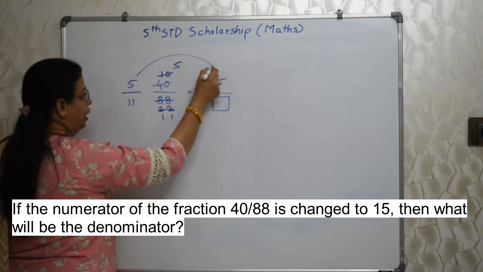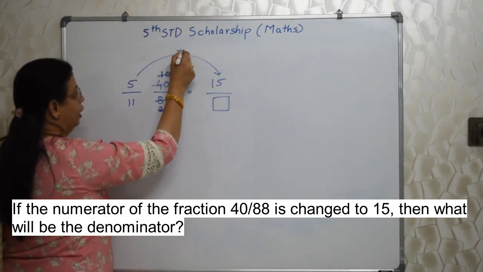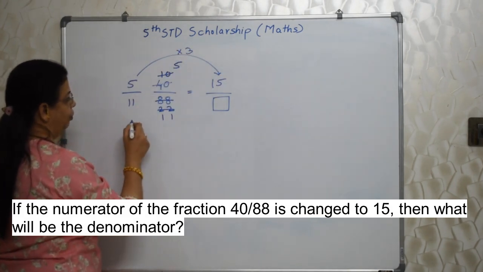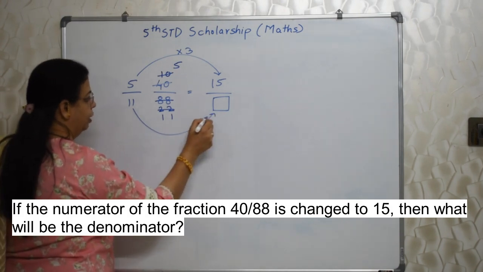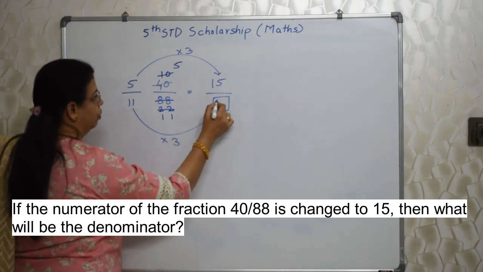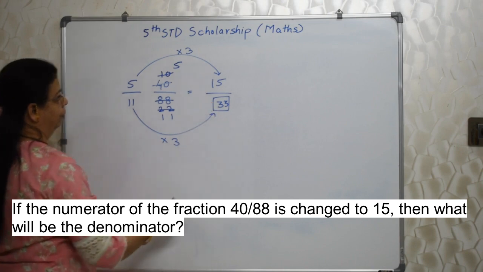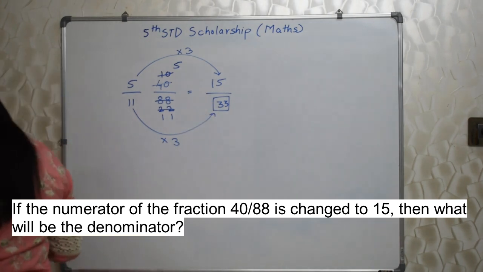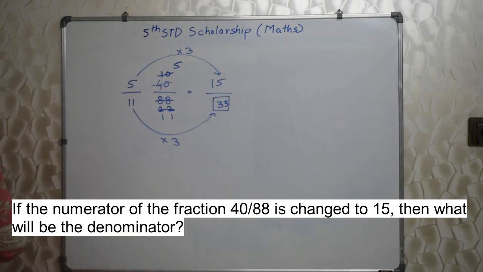Now can you find the relation? Yes. It is into 3, or multiplication by 3. So let's do the same thing here. Into 3. So our answer is 33. 33 will come in the denominator. Okay. Let's go ahead. Next sum will also appear on your screen.